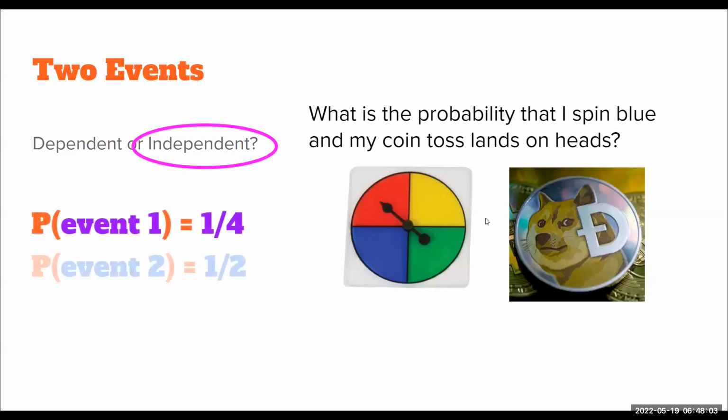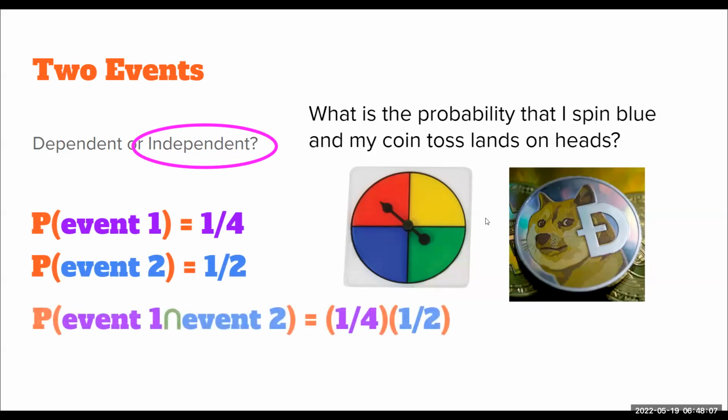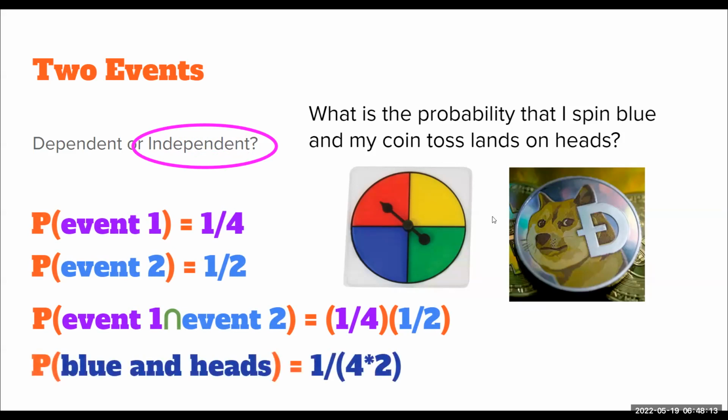So these are independent events. Probability of the first is 1 out of 4, the second is 1 out of 2. So together, that probability of those two things happening, that compound event, is 1 over 4 times 2.